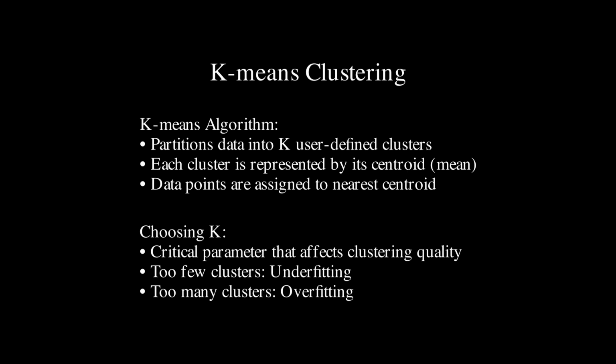This algorithm partitions data into a user-specified number of clusters, which we call k. Each cluster is represented by its centroid, essentially the average position of all points in that cluster. The choice of k is crucial. Too few clusters might oversimplify your data structure, while too many could overcomplicate it. This balance is something we'll explore in more detail shortly.